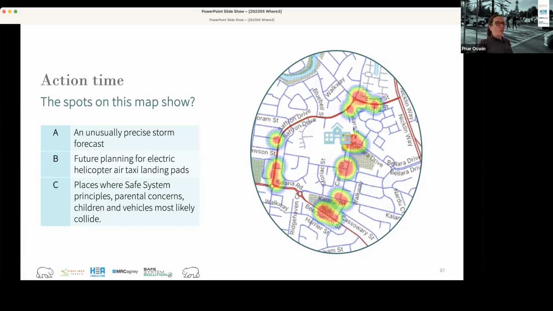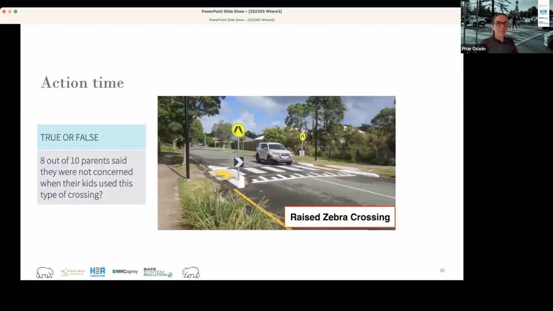I think everybody's thinking, oh no, I thought they were all thinking about it, but I hadn't scrolled down. C. Hey, who thinks it's an unusually precise storm forecast? That would be impressive. Anyway, it is C, and I was feeling very clever for that eloquent description. Apparently the helicopter air taxi landing pads are not that far away, according to our local helicopter expert.